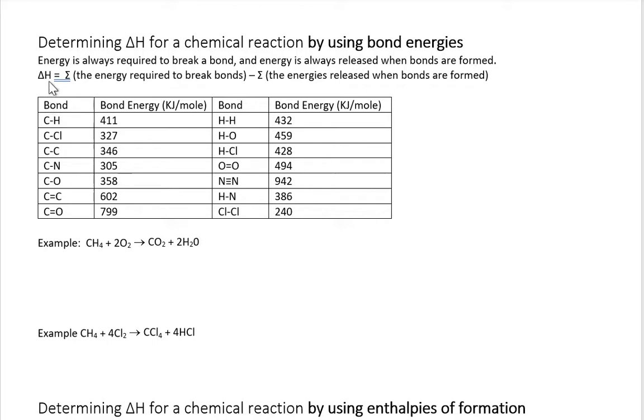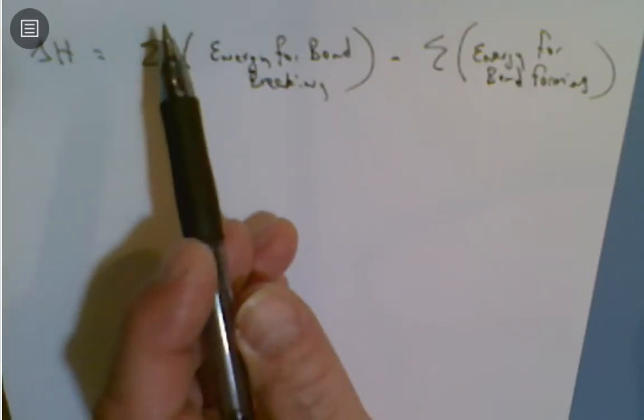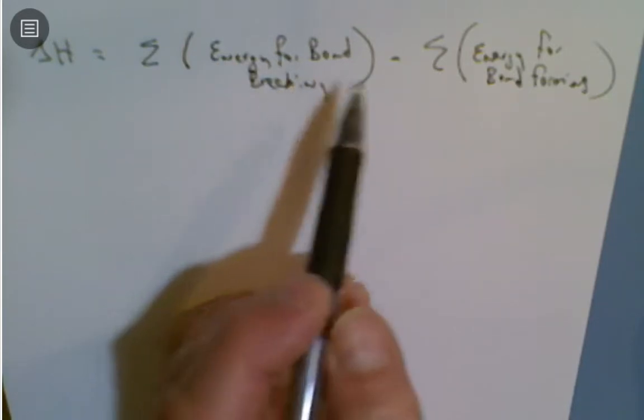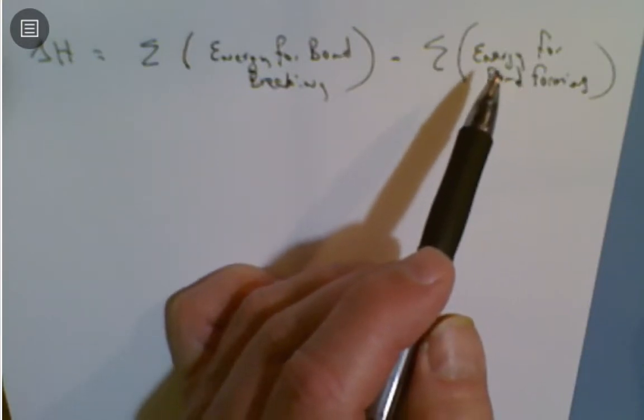So here's our formula. The change in enthalpy is going to be equal to the sum. That means we're going to add up everything that's within these brackets. That's what that sigma means, the sum of the energy required to break the bonds of the reactants. And we're going to subtract from that the sum of the energies released when the bonds are formed, the products. Here I've just rewritten the equation. The change in enthalpy is equal to the sum, that Greek capital sigma, of the energy required to break the bonds in the reactants, subtracted from the sum of the energy for forming the bonds of the products.